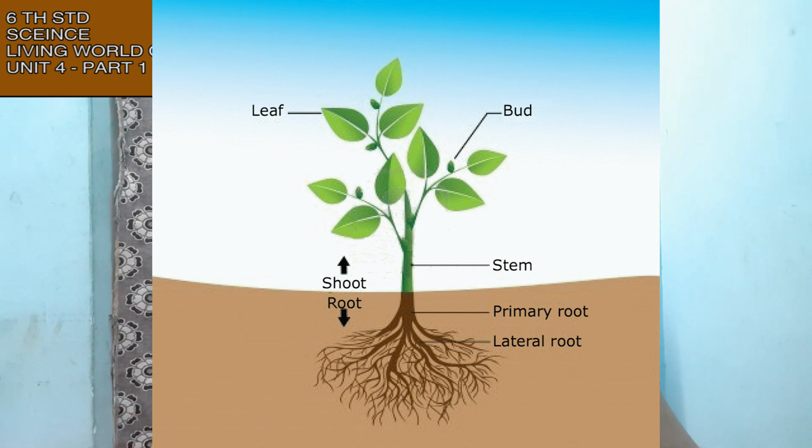In this lesson, we are going to learn about the structure of root and its functions, types, and the structure of stem, its functions, and the structure of leaf and its functions. So first of all, we are going to learn about the structure of root.